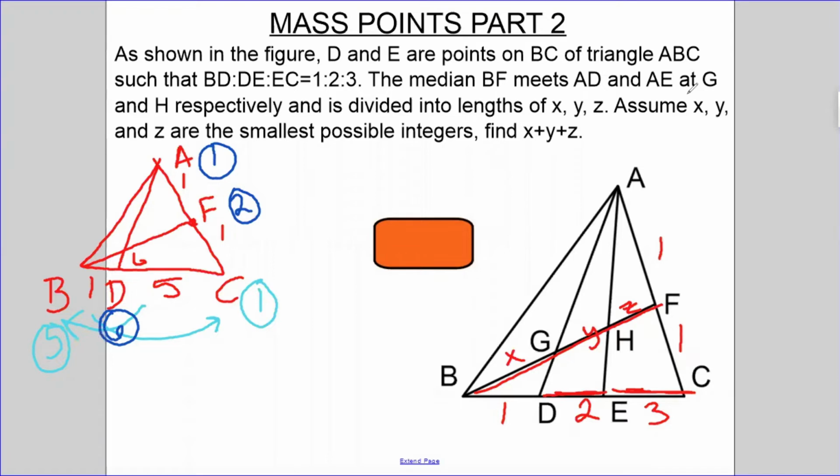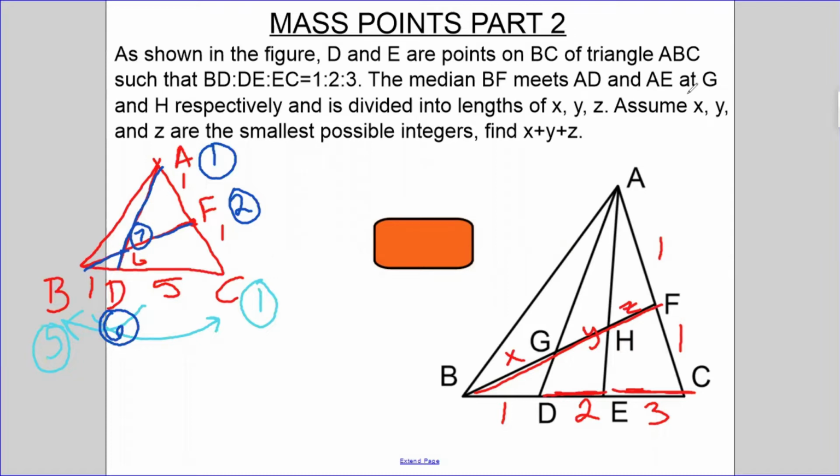Again, we now can figure out this mass at the center point G, looking at segment AD, right? 6 plus 1 would give us a mass of 7. And we can double check that we did that correctly with BF. BF has that mass of 5 at B and 2 at F, so that also adds up to 7, which means we know we're doing something correct.